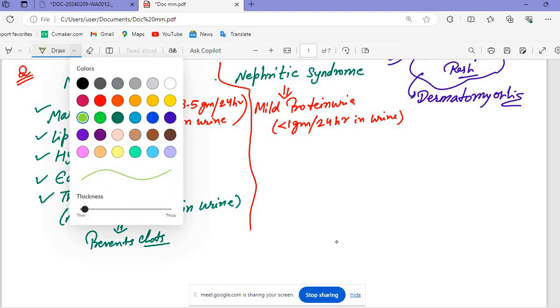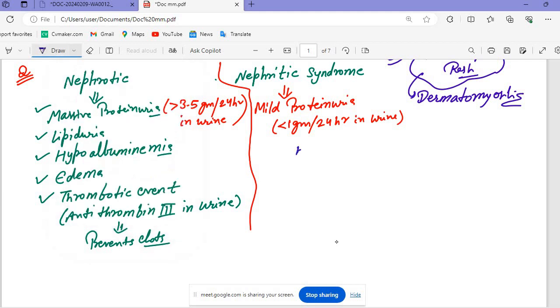So what else will we see in the nephritic syndrome? Hypertension. Then what we will see? We see the oliguria. And we see there is hematuria.